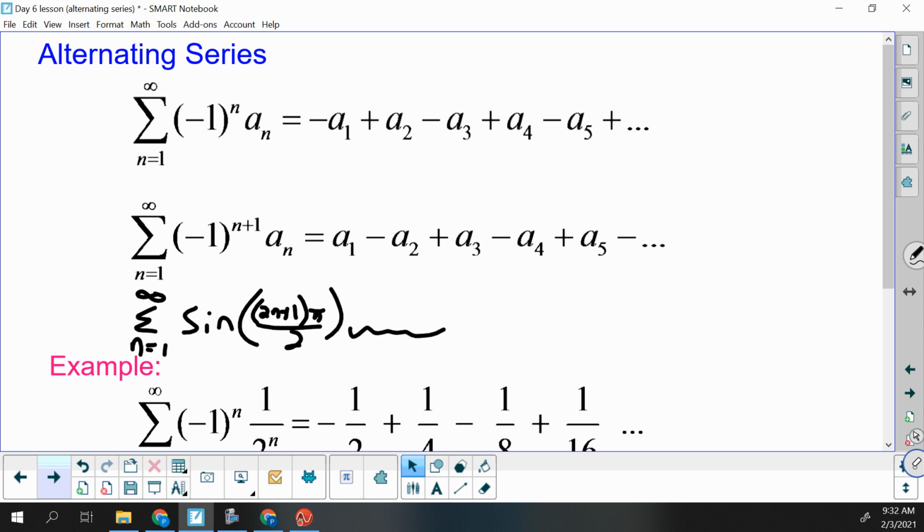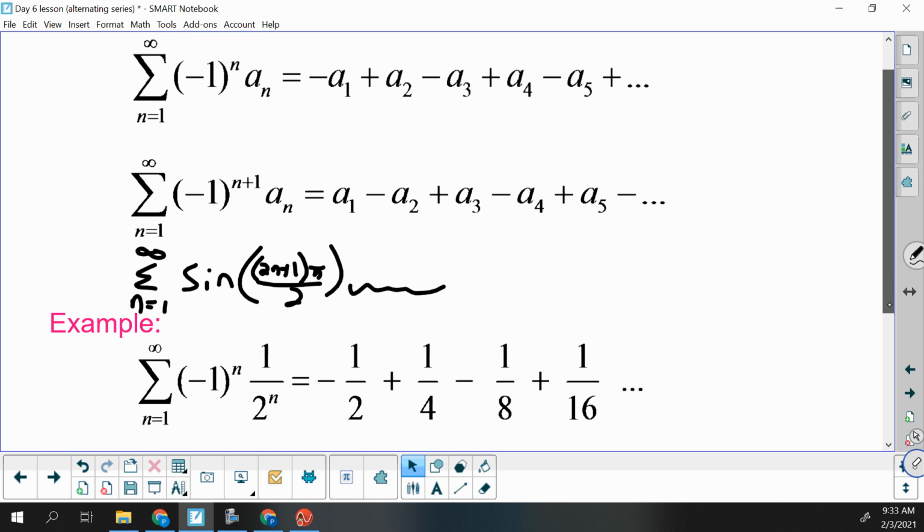So when you sub in 1, you'll get 3 pi over 2. When you sub in 2, you'll get 5 pi over 2. When you sub in 3, you'll get 7 pi over 2. So those are all the odd multiples of pi over 2 for sine. So that means you have either 1 or negative 1. So that could cause it to alternate signs as well. Less common. Usually you just see negative 1 raised to a power.